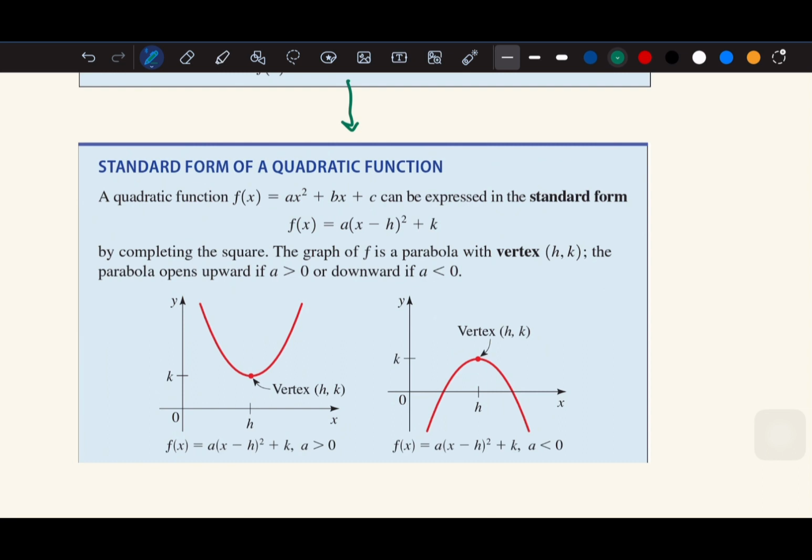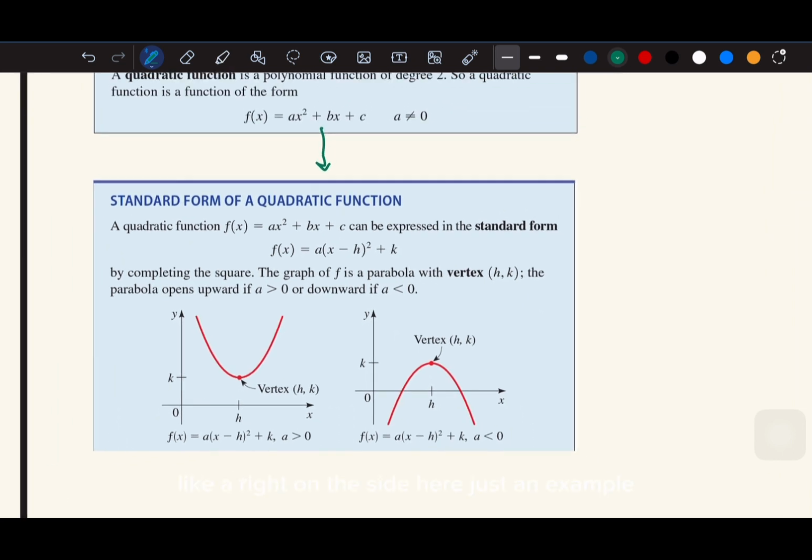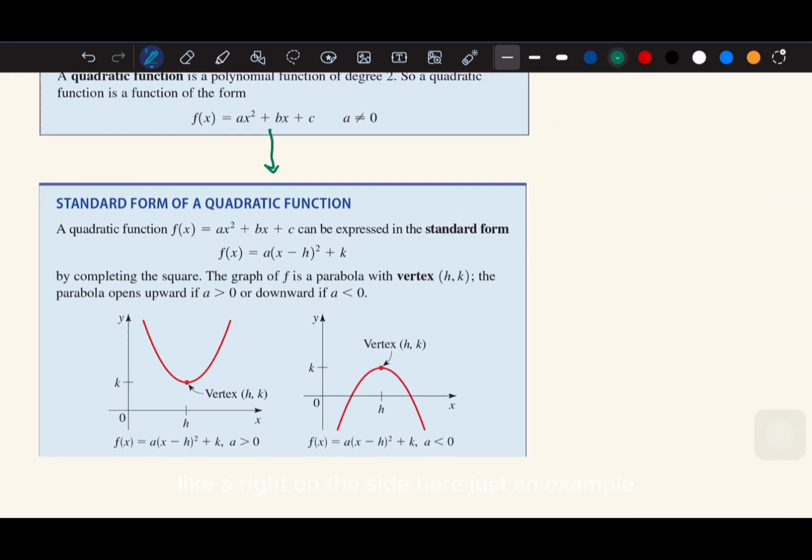So whenever you have a quadratic function and you can determine the standard form, you can rewrite it, complete the square, and then find the point for the vertex. Let me write on the side here, just an example.